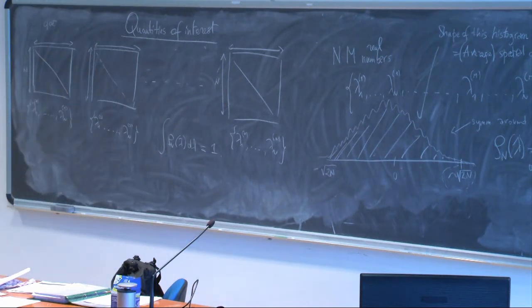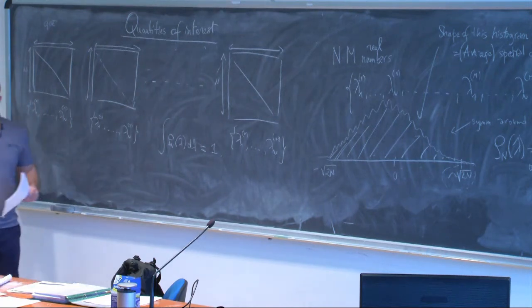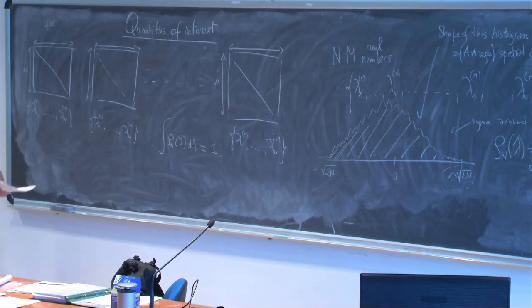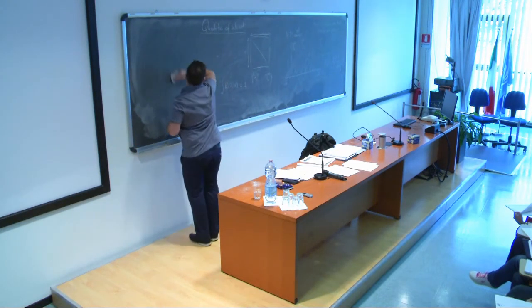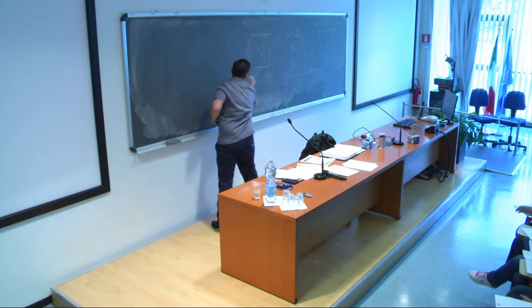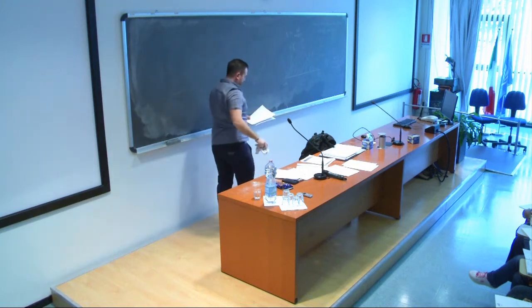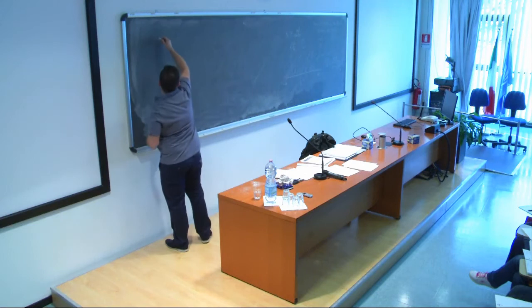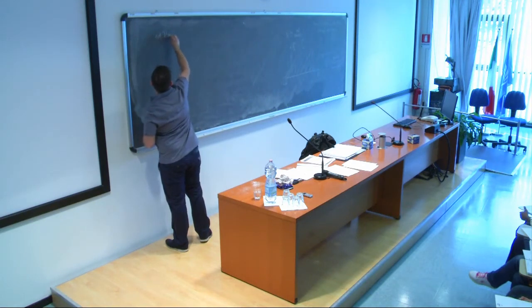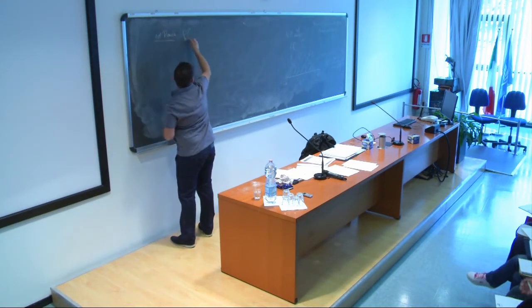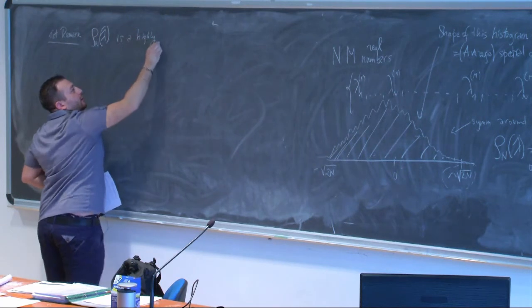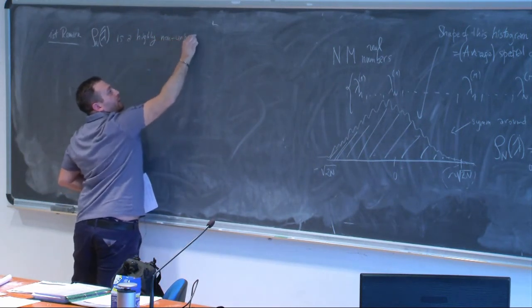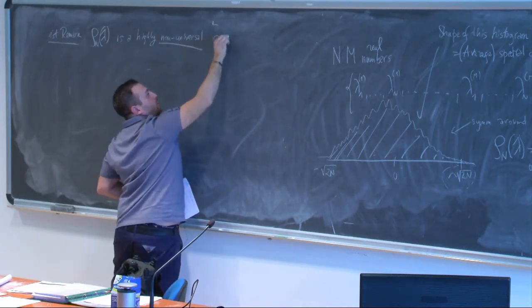Okay, so this is one object that we know how to compute numerically. Now let's ask the question, can we compute it analytically? So let's leave it there for the moment. So first remark. The spectral density, or the average spectral density rho n of lambda, is a highly non-universal quantity. And I explain what this means.